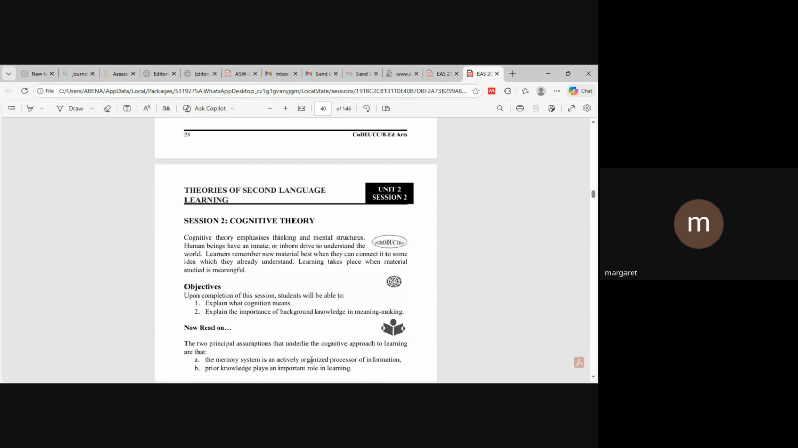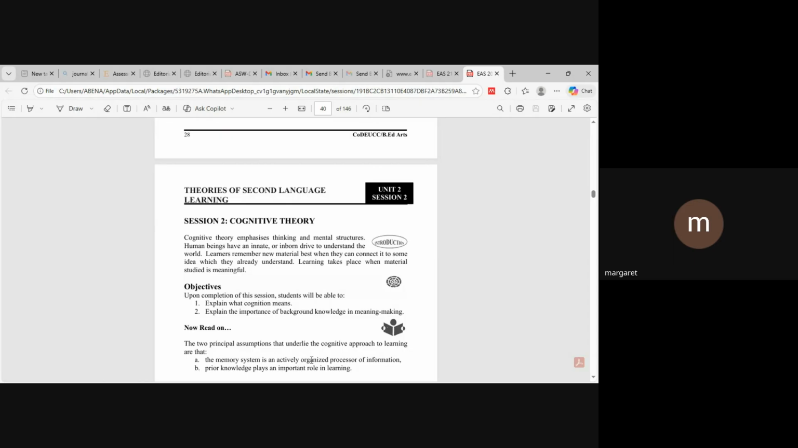This cognitive theory emphasizes that the learner has an innate ability to learn a language. Inside the brain of the child are structures that help the child to learn a language. So the learner does not solely depend on external input to learn a language. Inside the brain of the child are wired language structures that help the learner to learn a language. Are you following, class? Good.